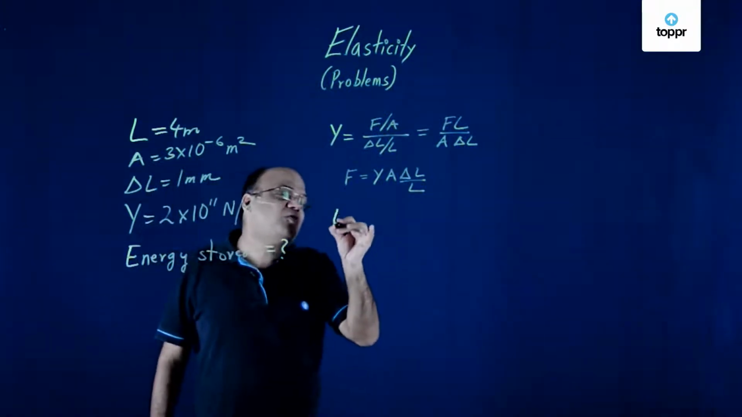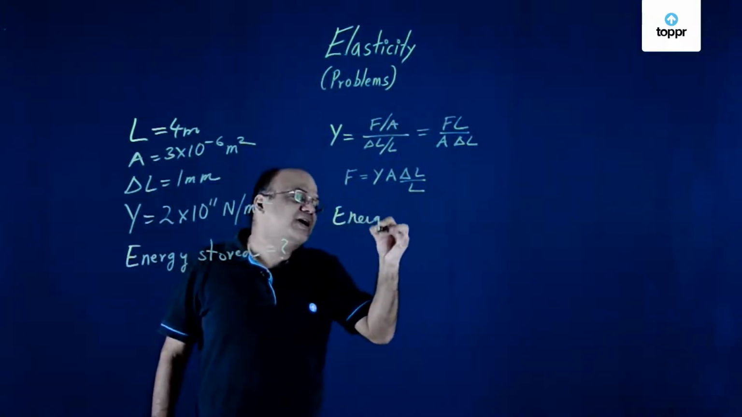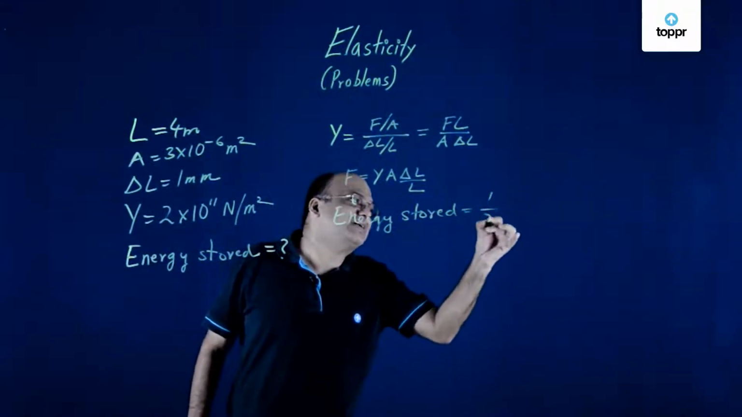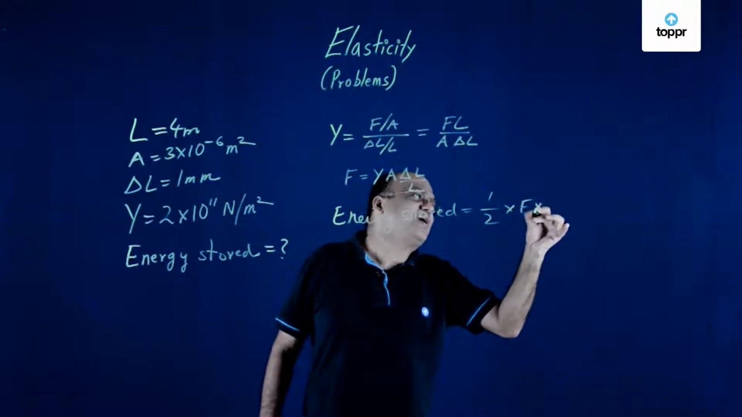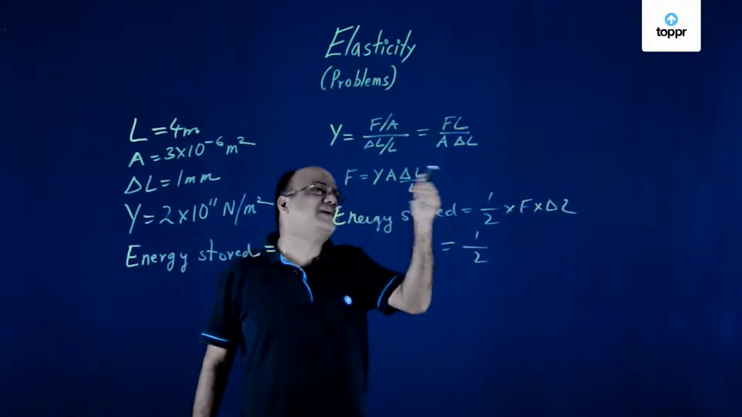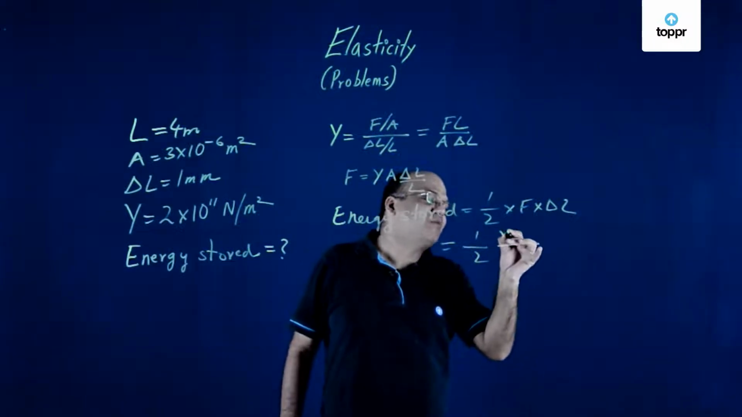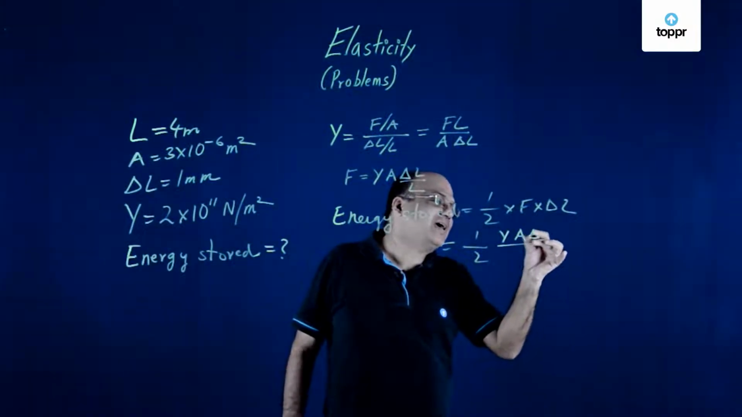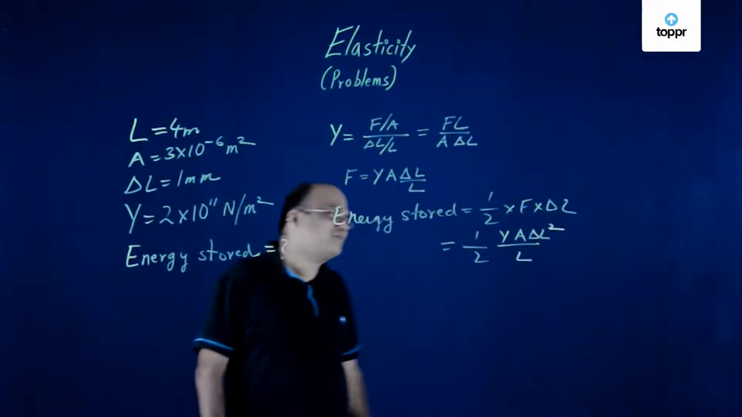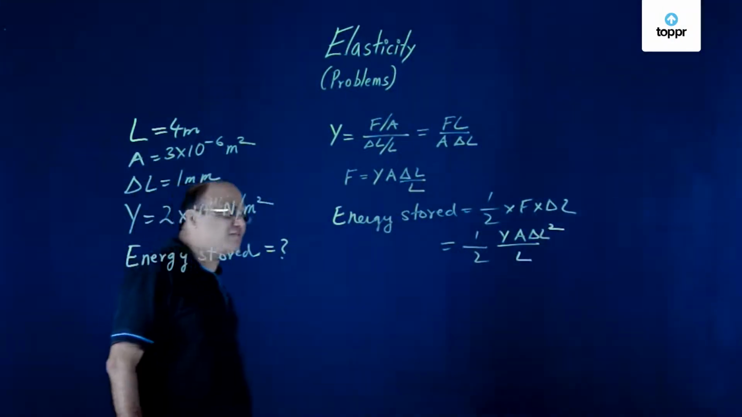So energy stored. What will be energy stored? Energy stored will be half F into delta L. So what is F? F is here YA delta L by L. So one more delta L is there, so this will get squared. Now we have to put the values.